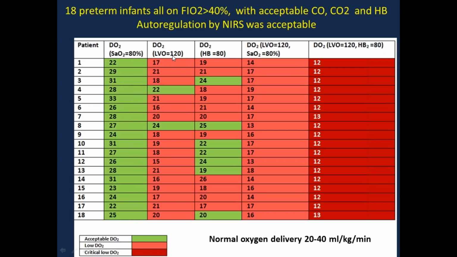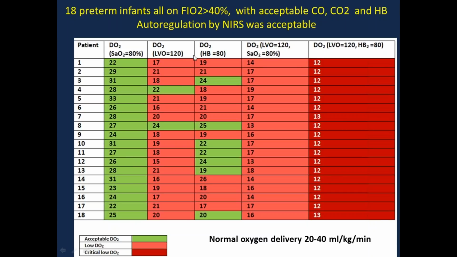We did different maneuvers. We changed the cardiac output to 120, which is just the lower limit of normal, and we kept the saturation and hemoglobin as is. There was a significant decrease in oxygen delivery. So the impact of low cardiac output on oxygen delivery is more than oxygen saturation. The colors here are a reference: acceptable oxygen delivery in green, low oxygen delivery in pink, and critically low oxygen delivery, at the level of anaerobic metabolism and production of lactic acidosis, in red.